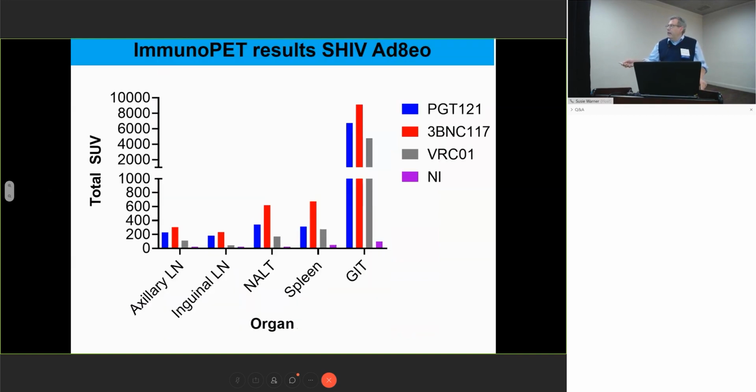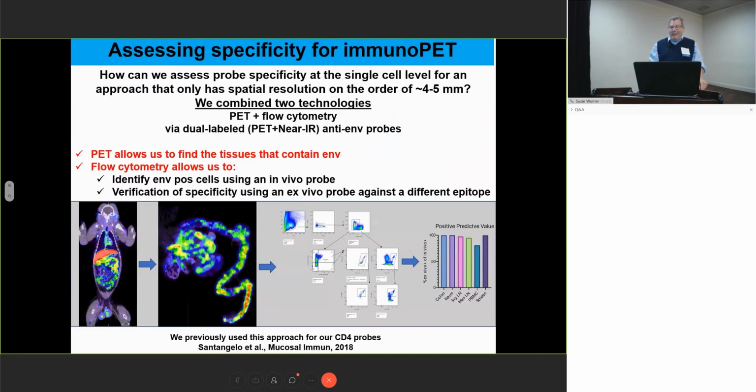And we are comparing the data across these antibodies and looking at various organs. And we are going to have to try and figure out how we're going to connect this to viral load. So it's not trivial. In the last few minutes, I just want to talk about specificity.